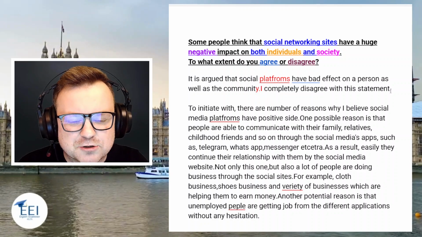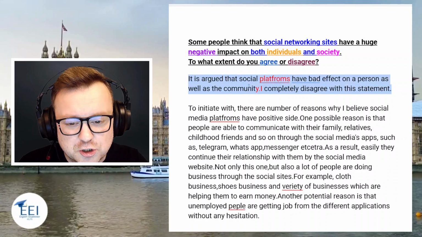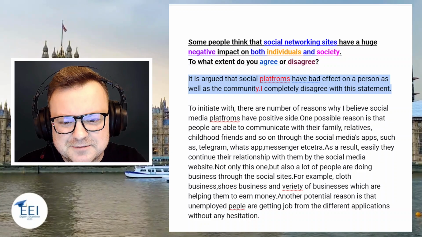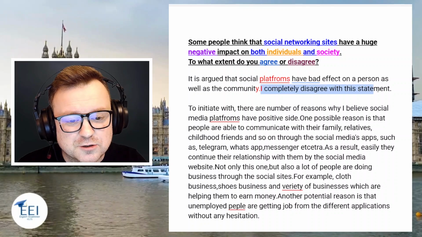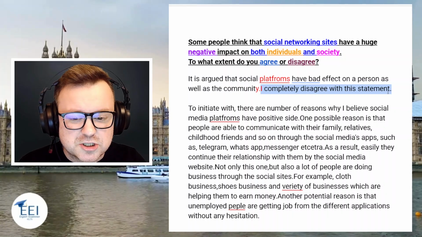I completely disagree with the statement. Okay, so it's very, very short. It's very blunt, but it does the job of introducing the idea and stating the position. So in a very basic and direct way, the introduction does its job.